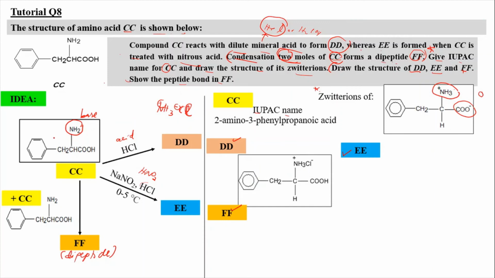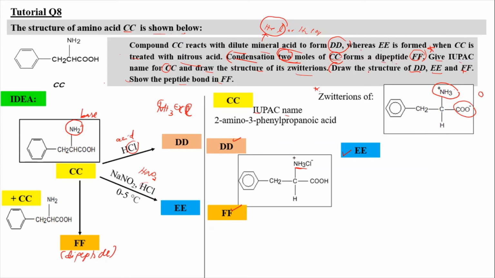Okay, so the other part is not affected, so you're going to copy it back again, and then the amino part is going to receive one proton, so it's going to be NH3+, and the chloride ion which is coming from the HCl here is going to be close by to the positive charge. Okay, so that's the structure for DD.